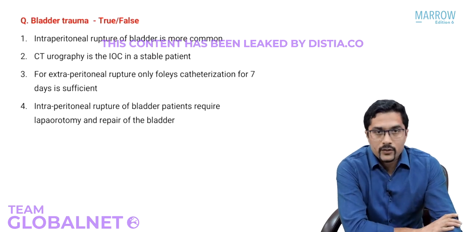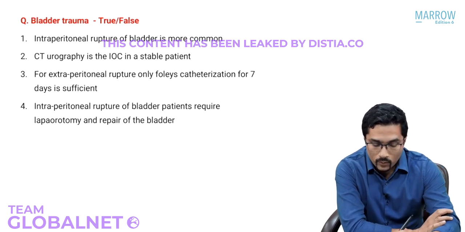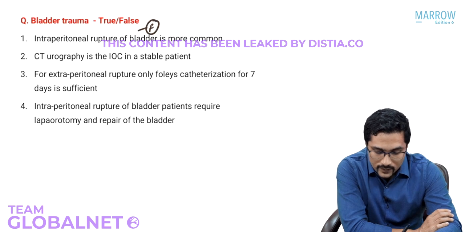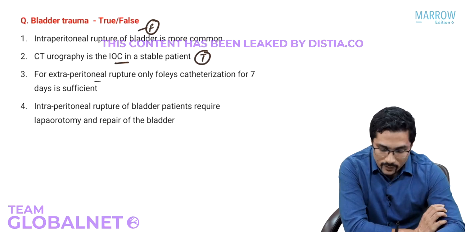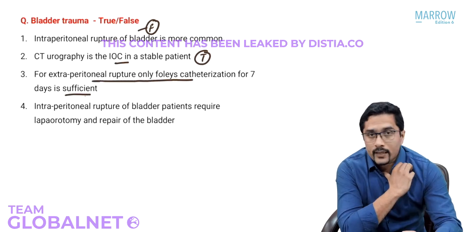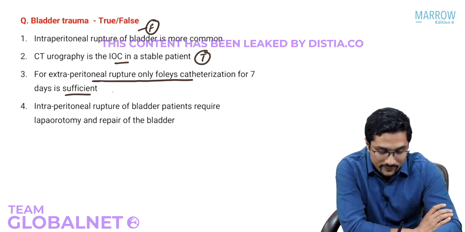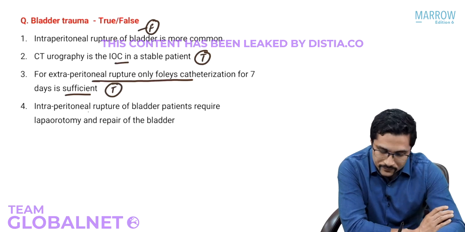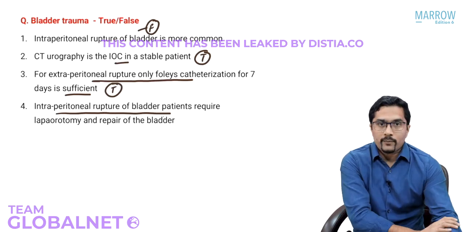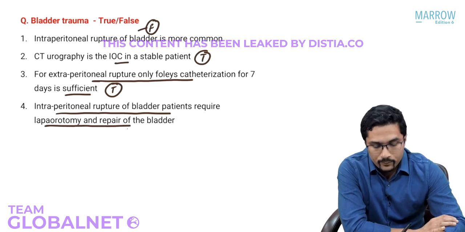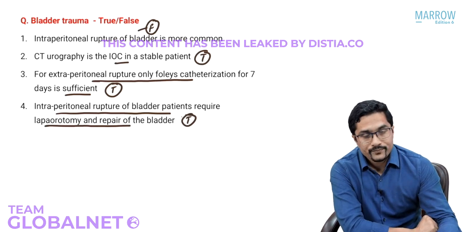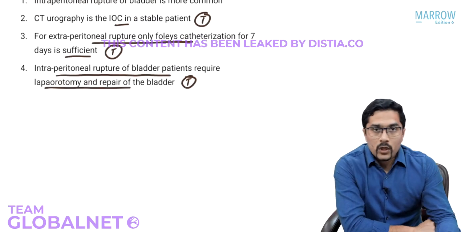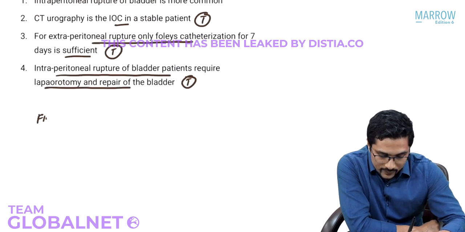Bladder trauma. Intraperitoneal rupture of the bladder is more common. False. CT urography is the investigation of choice. True. For extraperitoneal rupture, only Foley's catheterization for 7 days is sufficient. True. Intraperitoneal rupture of the bladder requires laparotomy and repair of the bladder in 2 layers. This is also true.